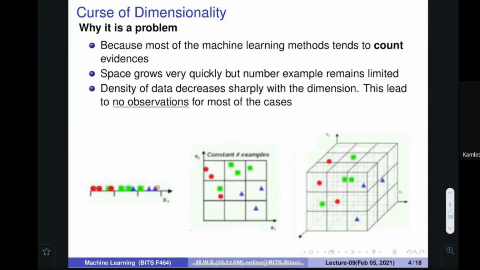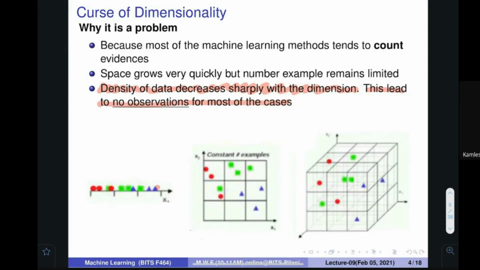Now let us talk about a very small thing, a very important property. What we have just talked about is that the density of the data decreases sharply with the dimension. The density of the data decreases when the dimensionality increases, and this leads to no observation for most of the cases. So there are no observations for many of the places. Any question on this?